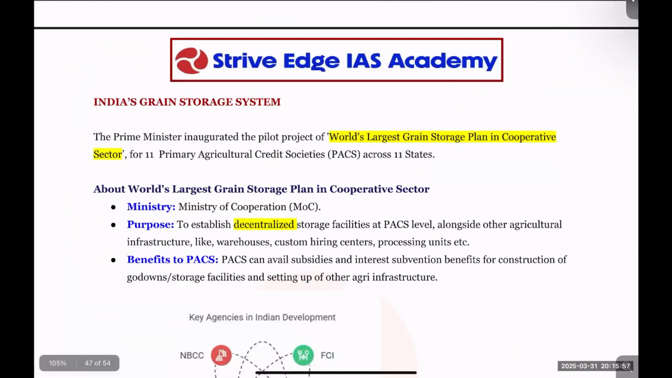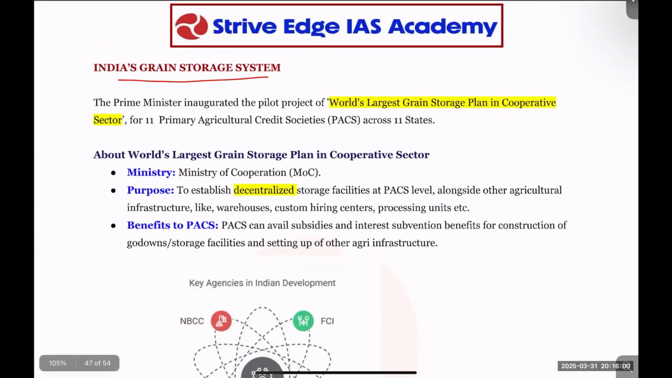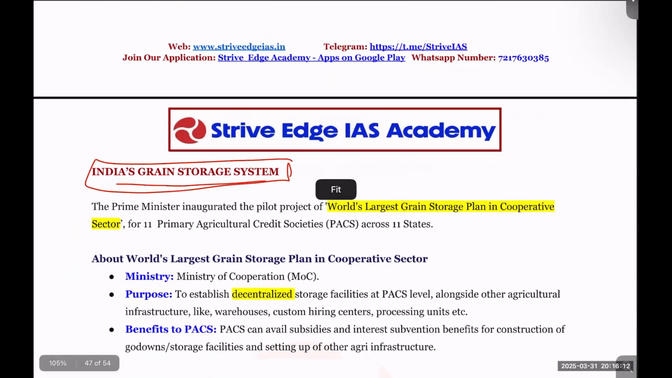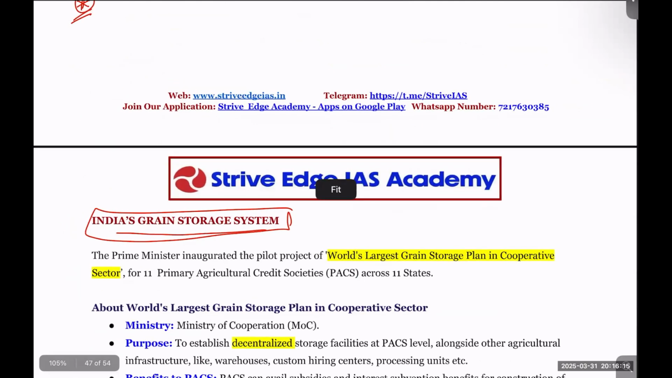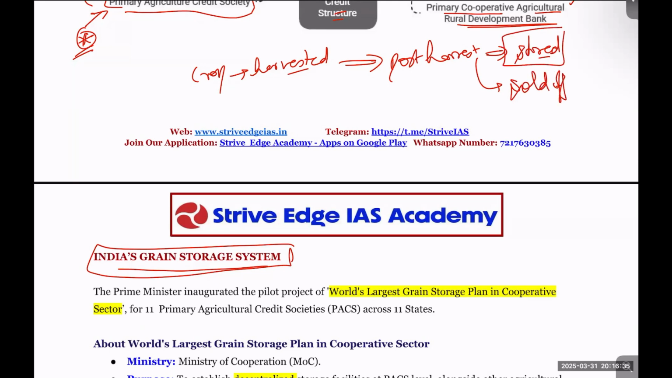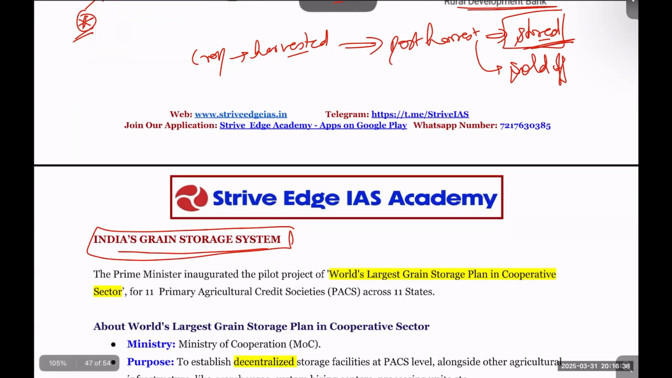Now, moving to the next topic, India's grain storage system. Grain storage system is the storage system which is used for collection of the grains, right? So you may have already read in your static syllabus that once a crop is harvested, it moves to the post harvest sector. In the post harvest, what is done? It will be either stored or it will be sold off. So in the storage domain, we are going to talk about after the harvest.